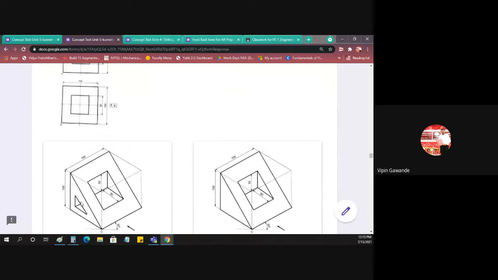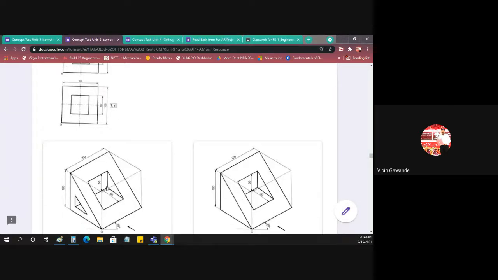But what is the problem? On the back side, there is a triangular cutout. And because of this triangular cutout, we must get dotted lines here. But dotted lines are not shown here in the front view. So this is not the correct option.